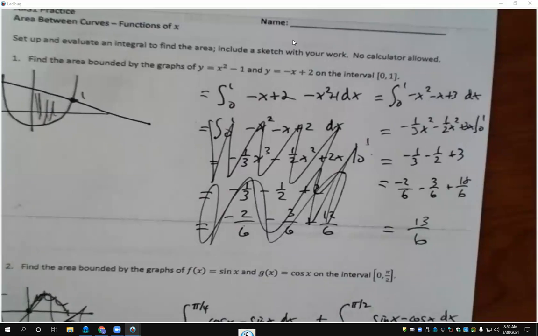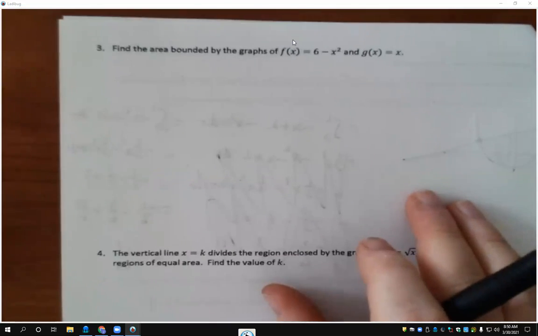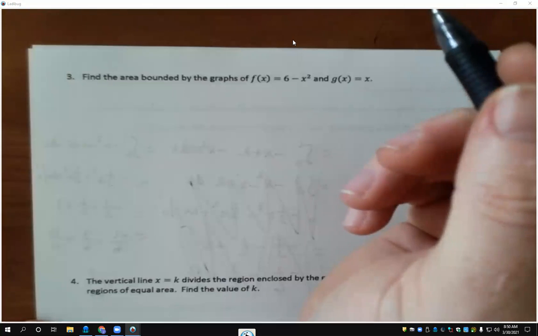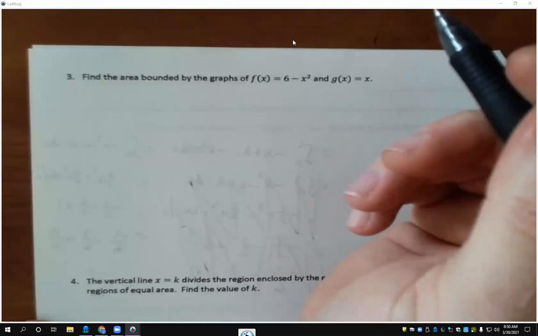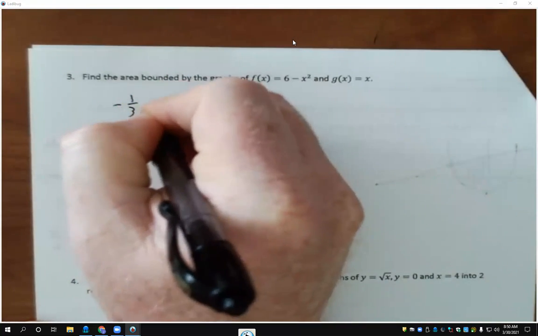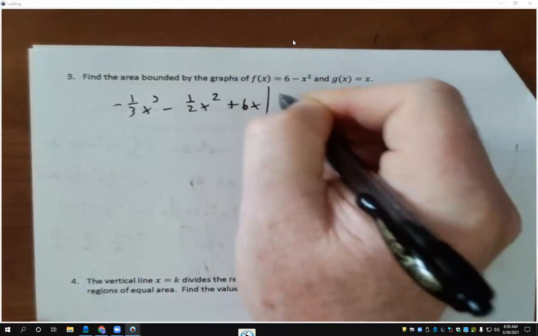All right, let's go on to 3 and 4. Questions on 3 or 4? Could you do both of them, please? Yep. Are we having trouble with the math, or are we having trouble with the calculus part of it? I think I did my math wrong on 3, but I just don't know what to do for 4. Okay, what's your antiderivative for 3? -1/3 x cubed minus 1/2 x squared plus 6x. That's correct. You're just messing up some math.